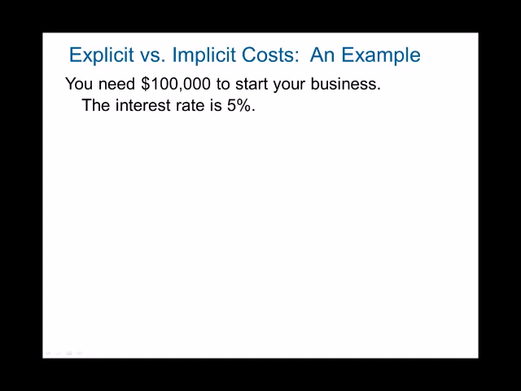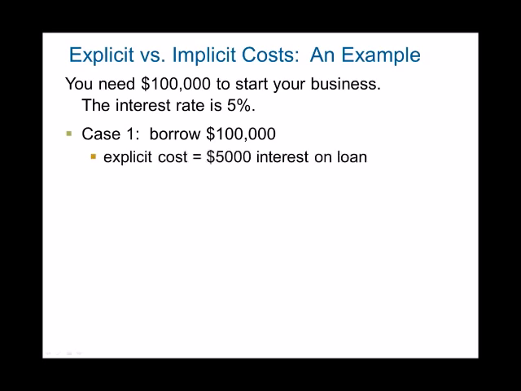Supposing that you need $100,000 to start your business and you go to the bank and the bank is charging a 5% interest rate. Which means that if you borrow $100,000, you have to pay $100,000 back to the bank and 5% as interest payments. So 5% comes out to be $5,000. So let's say the first case is you borrow the $100,000 in full. The explicit cost is therefore $5,000 interest on the loan because you have to pay that amount.